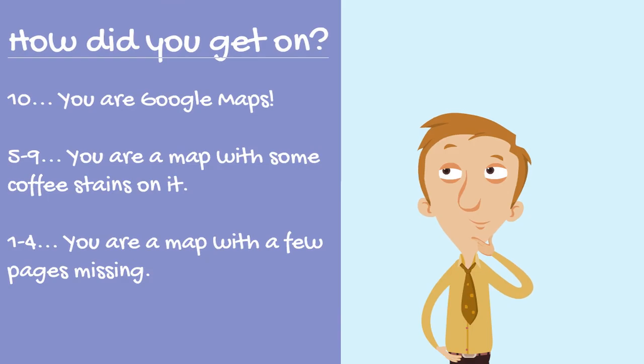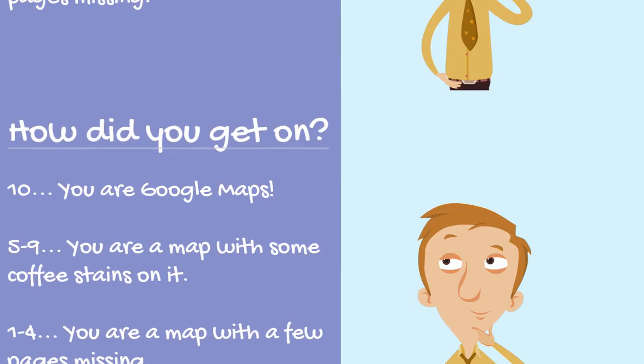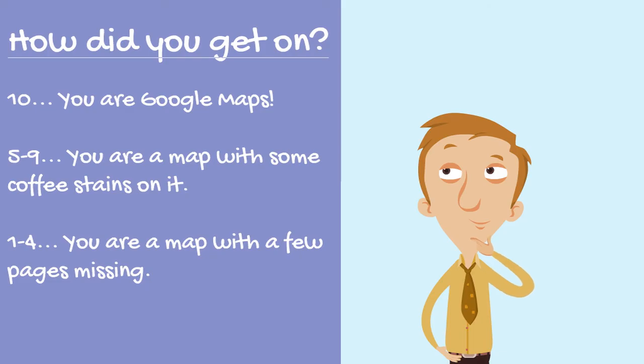So, count up your ticks, how did you get on? If you got 10 out of 10, you are Google Maps, good job. If you got between 5 and 9, you're more like a map with a few coffee stains on it. And if you got between 1 and 4, you're kind of more like a map with a few pages missing. But don't worry, I'll give you a chance to redeem yourself.